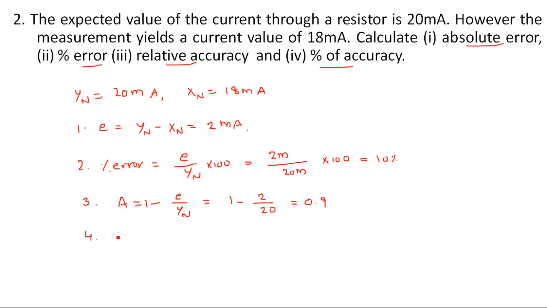So the last one, percentage accuracy. So percentage accuracy is equal to 0.9 into 100, that is equal to 90%. So in this way we can calculate any of the unknown values like absolute error, percentage error, relative accuracy, and percentage accuracy, if we know the expected and measured values.